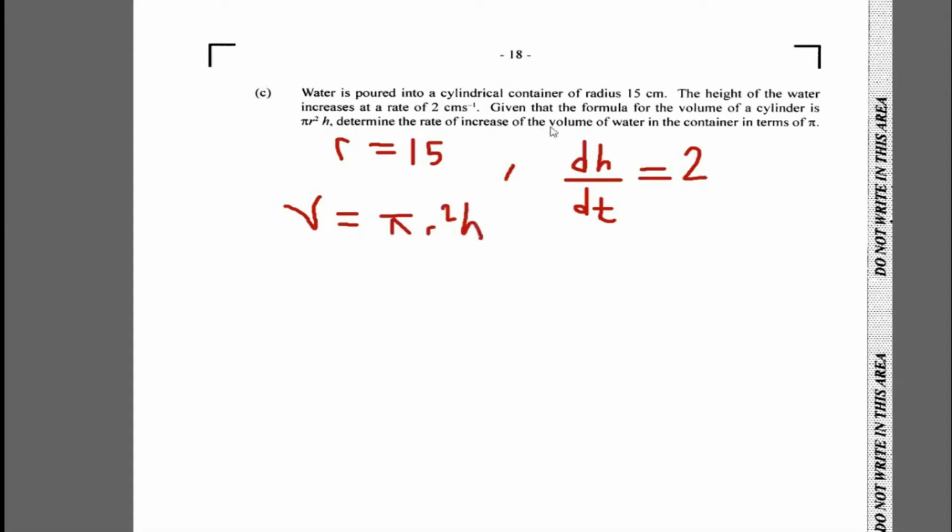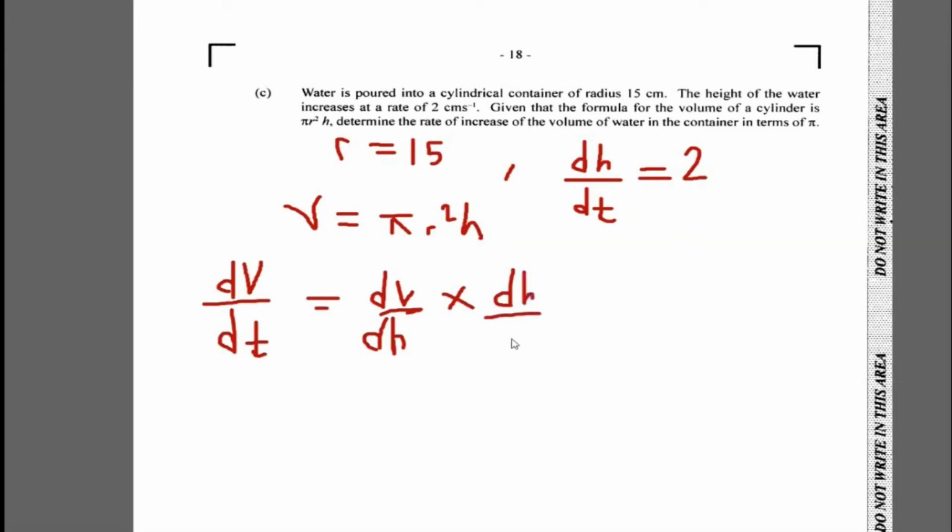Then they say determine the rate of increase of the volume of the water. So they want us to find the rate of increase of the volume of the water in the container. So they want us to find dV by dt. Now, dV by dt is going to be equal to dV by dH times dH by dt. This is known as connected rates of change.